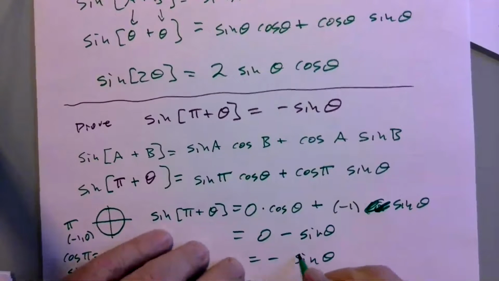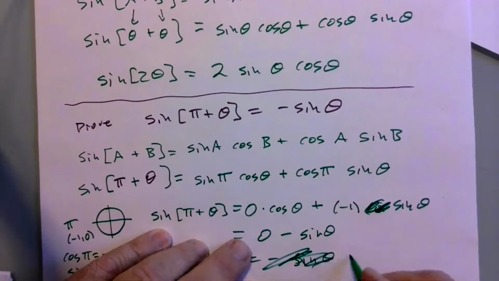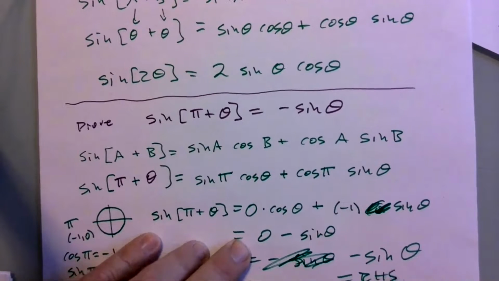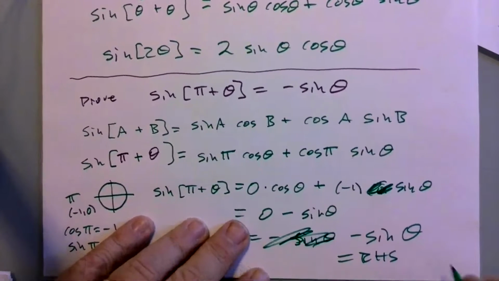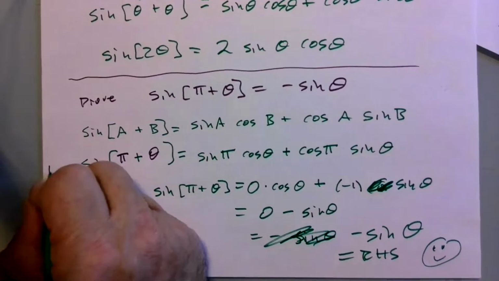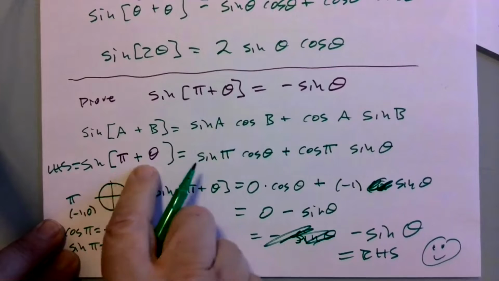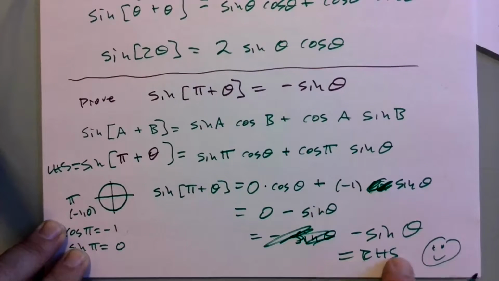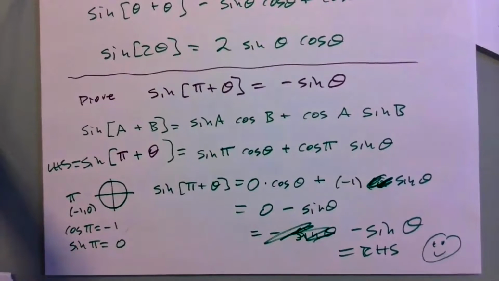And negative sine theta, of course, is my right-hand side. So we have successfully proven this identity. Okay, so we start with the left-hand side here. The left-hand side equals sine of pi plus theta, equals that, equals that, equals that, equals the right-hand side, and we're good.